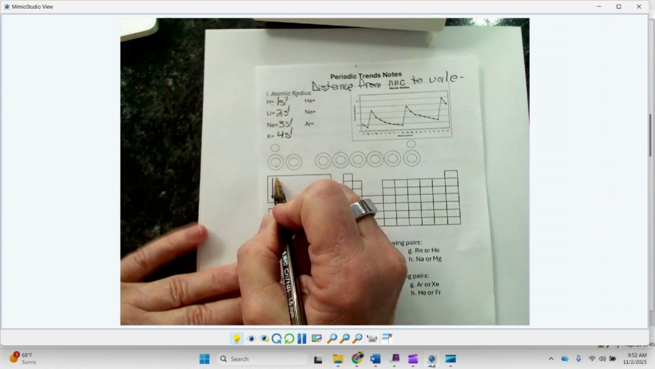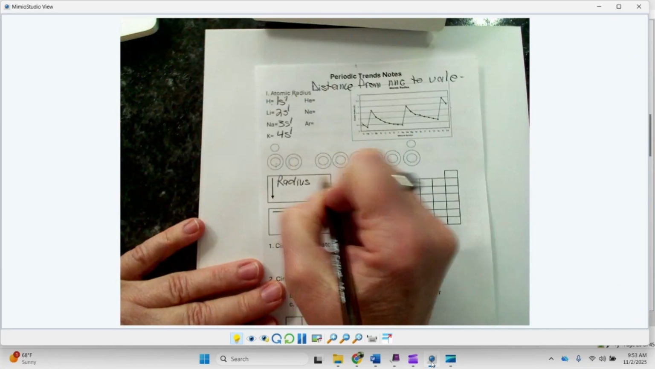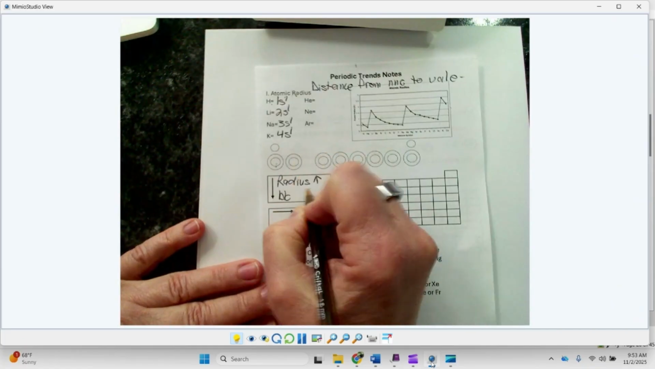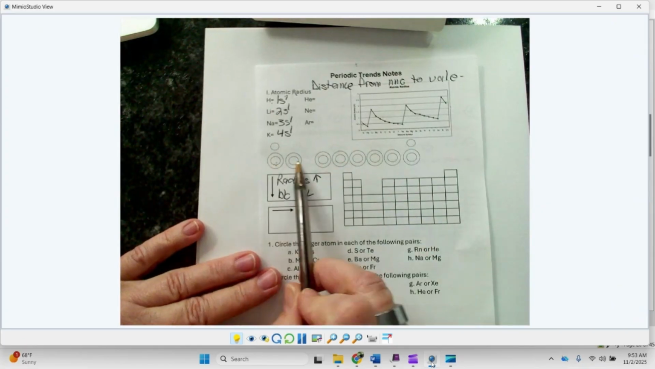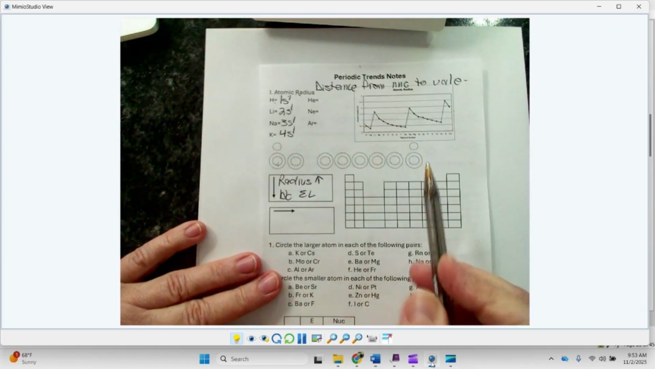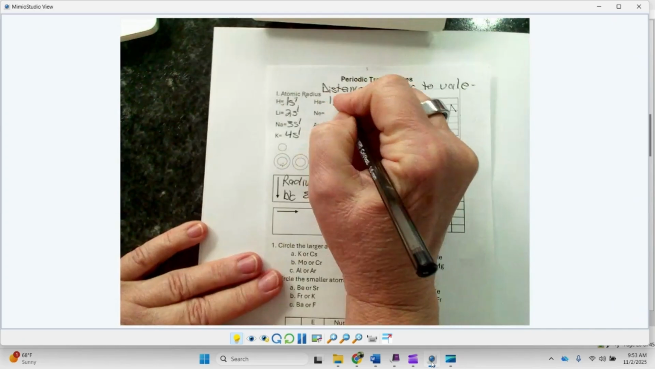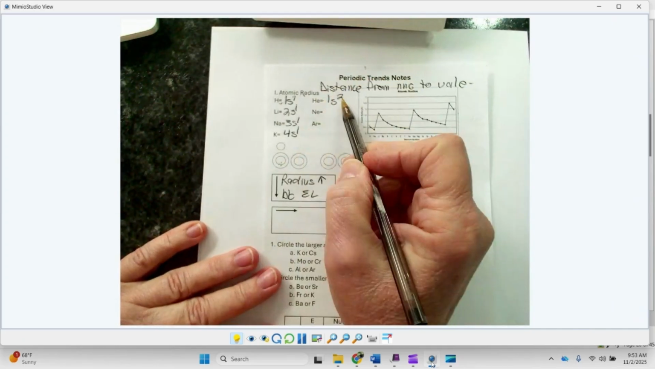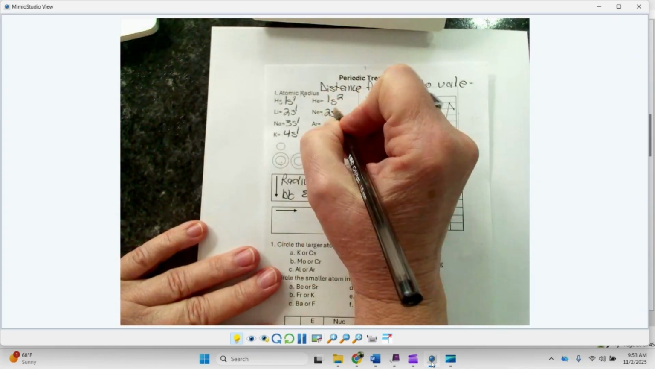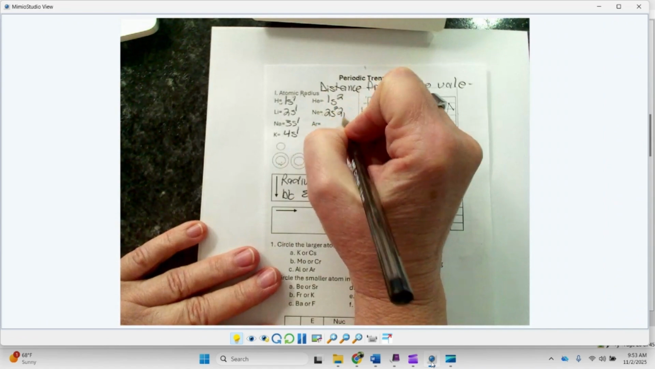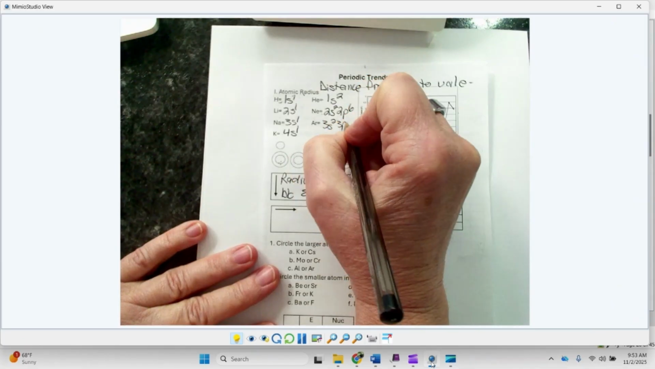So going down a column, radius will increase. And that's because of energy levels. Now we want to look at what happens as we go across a period. And so hydrogen to helium, it's still 1 energy level, but now it has more electrons and more protons. Lithium all the way over to neon. Neon's going to end in 2s2, 2p6. Argon is going to end in 3s2, 3p6.